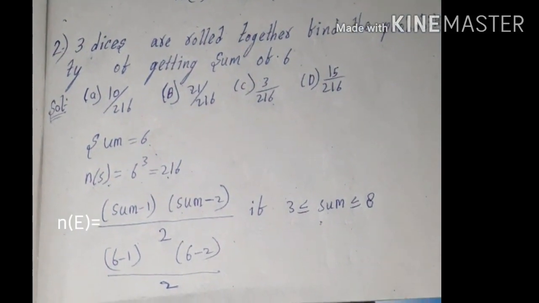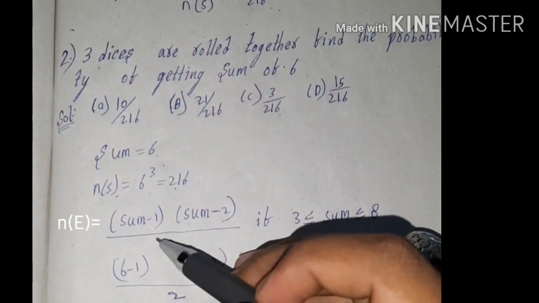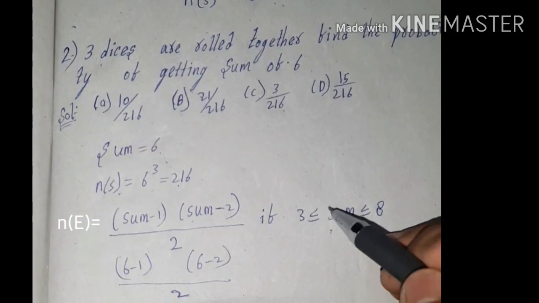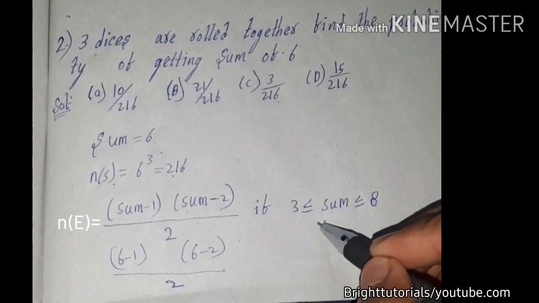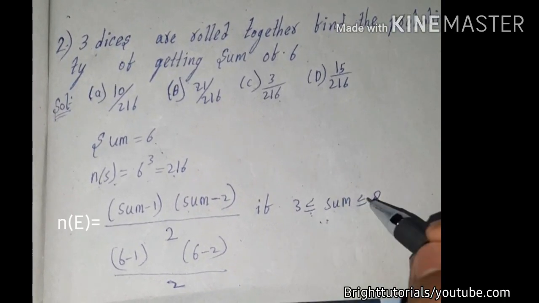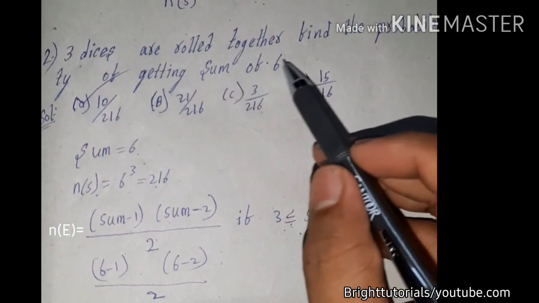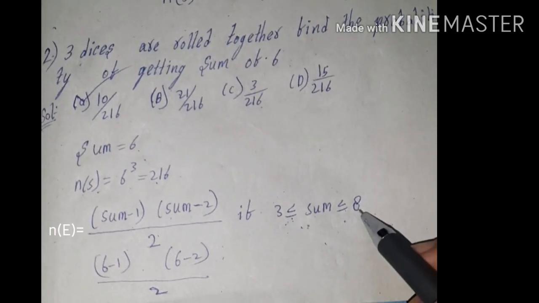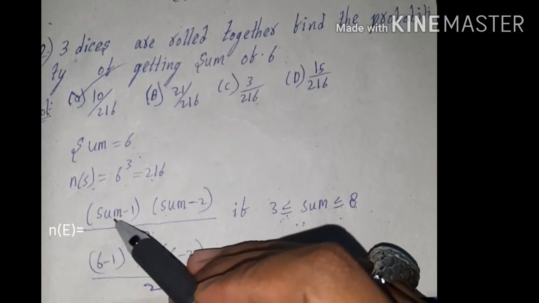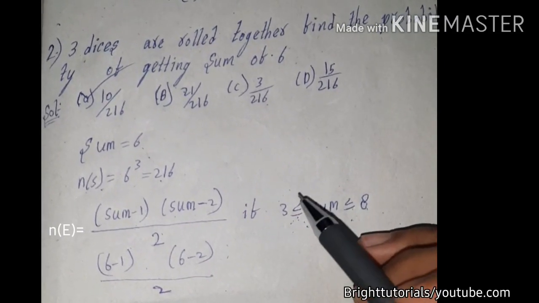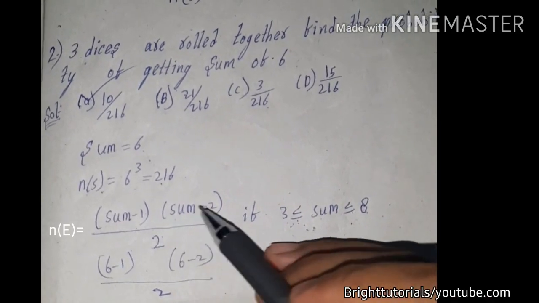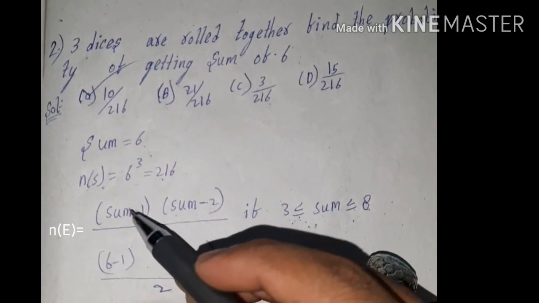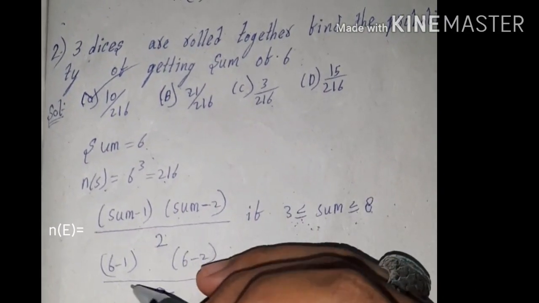Here you should remember this formula: sum minus 1 into sum minus 2 whole divided by 2. You should use this formula when the sum is given from 3 to 8. In this question the sum is given as 6. So whenever the sum is given from 3 to 8, we use this formula: sum minus 1 into sum minus 2 whole divided by 2. So we substitute the value of sum, which is 6, in this formula.